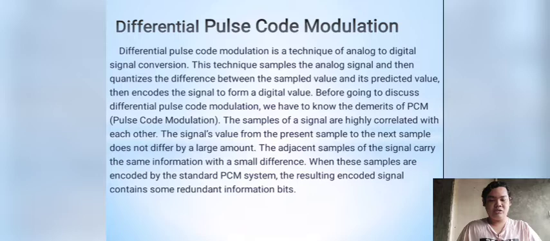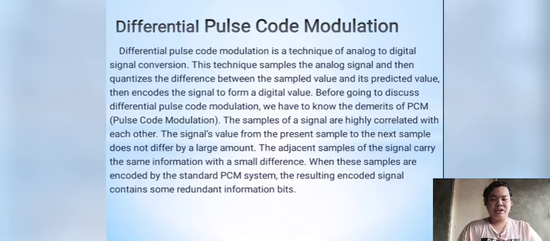Differential pulse code modulation is a technique of analog to digital signal conversion. This technique samples the analog signal and then quantizes the difference between the sample value and its predicted value, then encodes the signal to form a digital value.